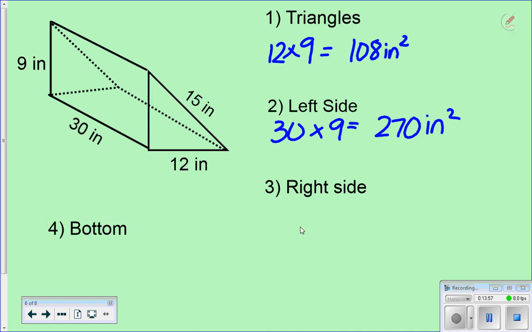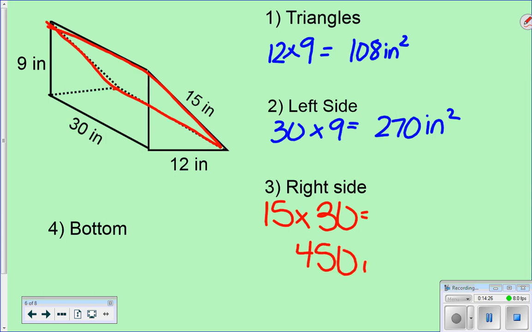Okay, now let's do the right side. So the right side, I think, is probably this. The other side, which you're not really seeing, the side that has a big slant. Connor? 15 and 30, right, because if my bottom's 30 here, it's got to be 30 here. So right side would be 15 times 30. Let's see, that would be 450 inches squared. Okay, good job.